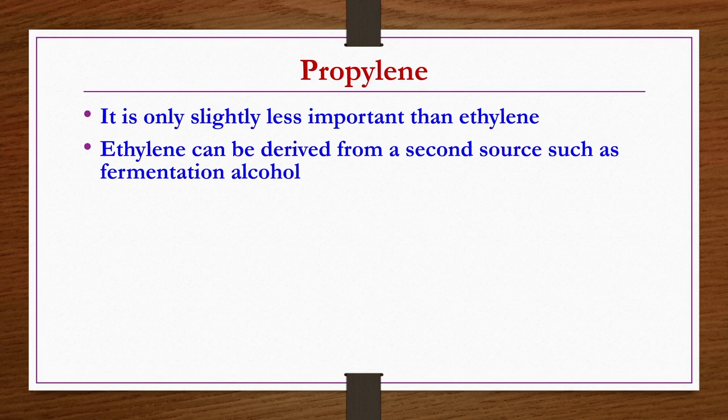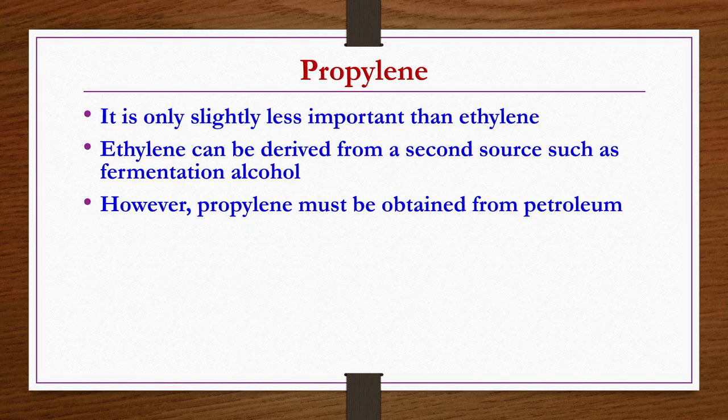We have also seen in the previous lecture that ethylene can be produced from fermentation alcohol as well, right? But however, the majority of ethylene is nowadays produced from the steam cracking of hydrocarbons. So what I mean to say is that though you have a secondary source for the production of ethylene, that is fermentation alcohol, in the case of propylene, the only source of production is the steam cracking of hydrocarbons. That is, propylene must be obtained from petroleum resources only, it cannot be produced from other sources.